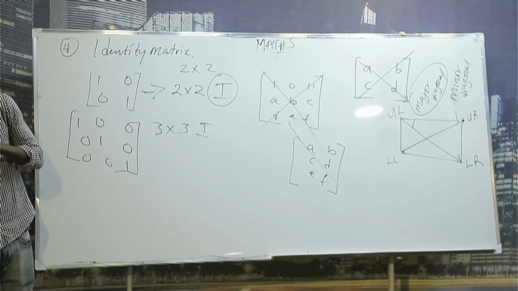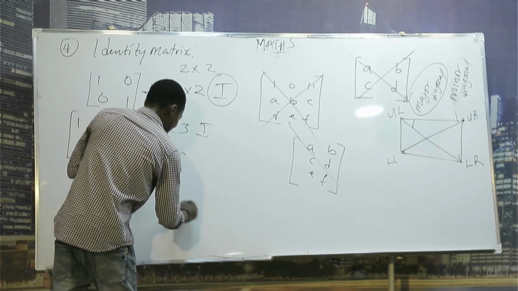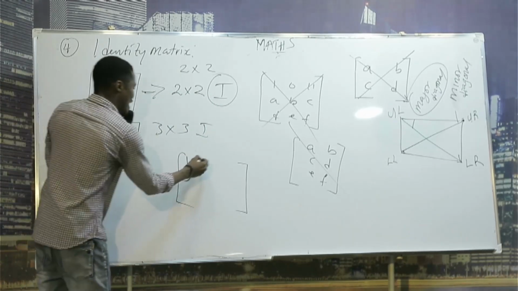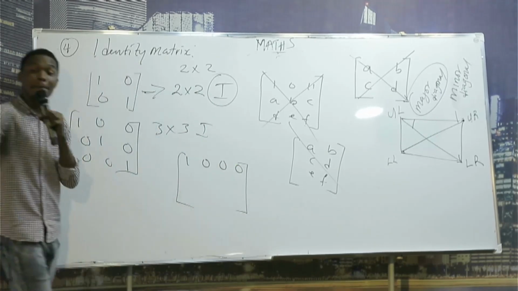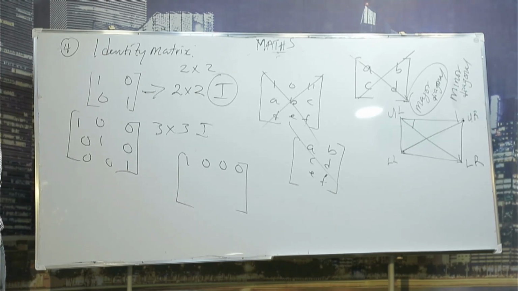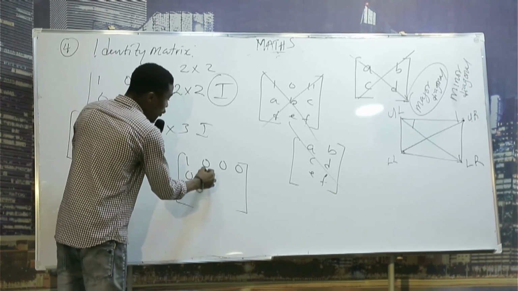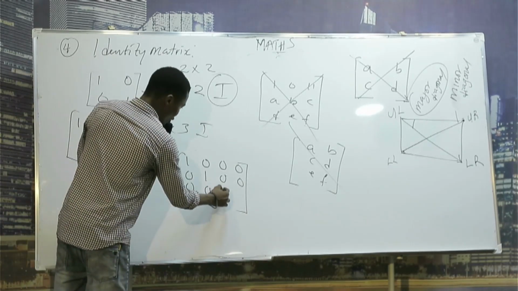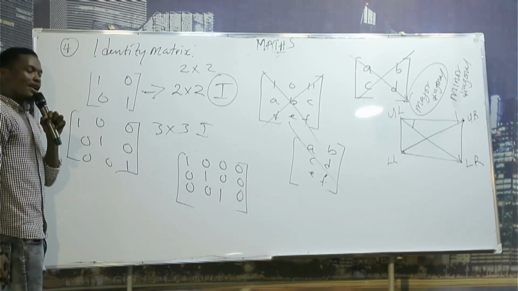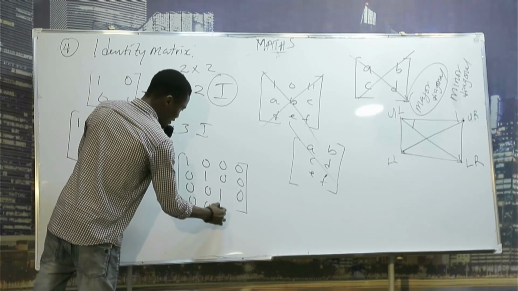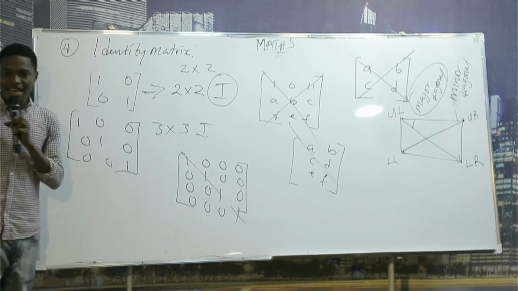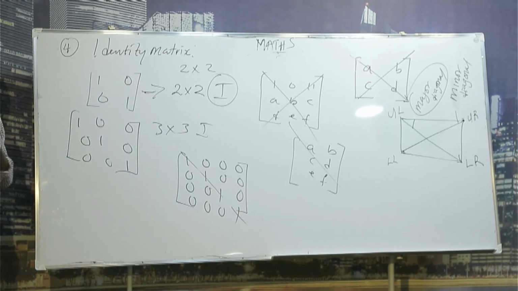Can you write 4 by 4? Let's write 4 by 4 and see how it will look like. 4 by 4. 1, 0, 0, 0. Okay, what next? 0, 1, 0, 0. What next? 0, 0, 1, 0. Then next is what? 0, 0, 0, 1. So that everything here is in the major diagonal. So that is how you write it.